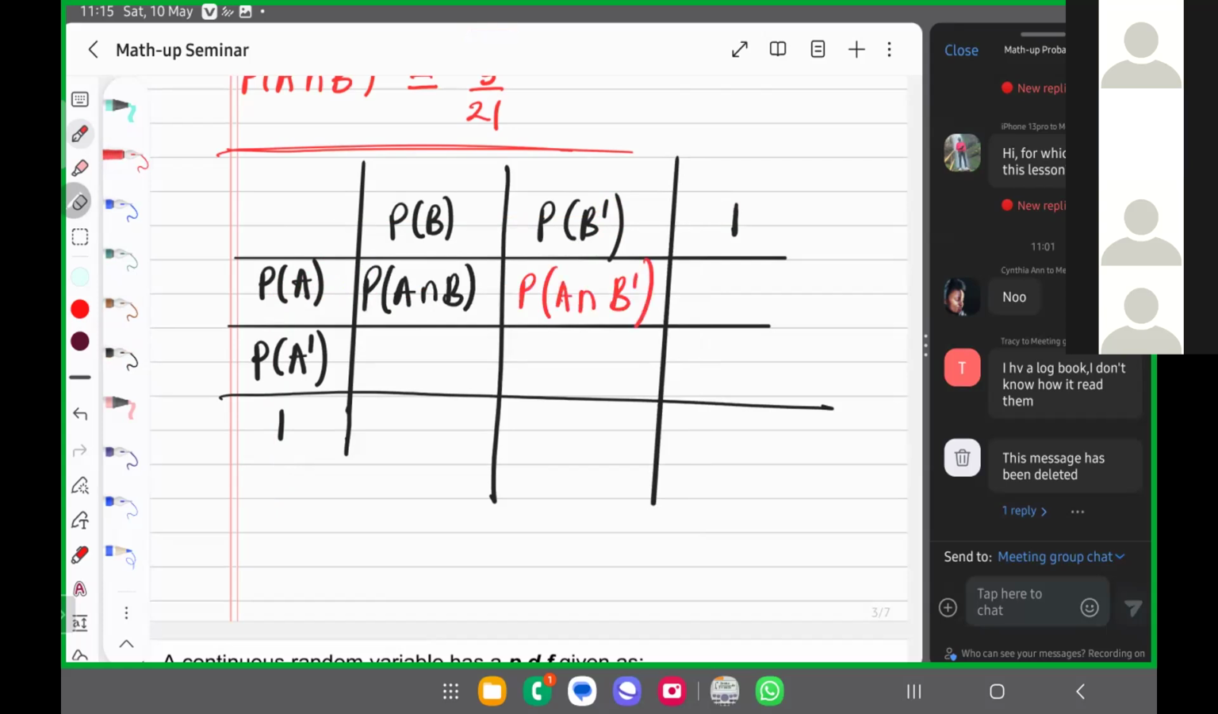The same is done for the remaining fields. The area here is an intersection of A complement and B. So probability of A complement intersection B. Then the area here is the intersection of A complement and B complement. So I'll have probability of A complement intersection B complement.